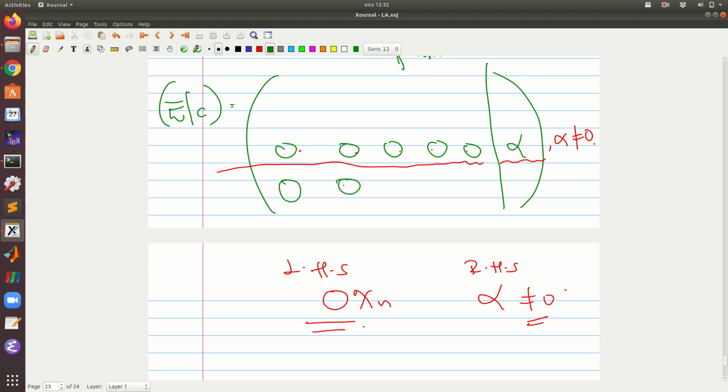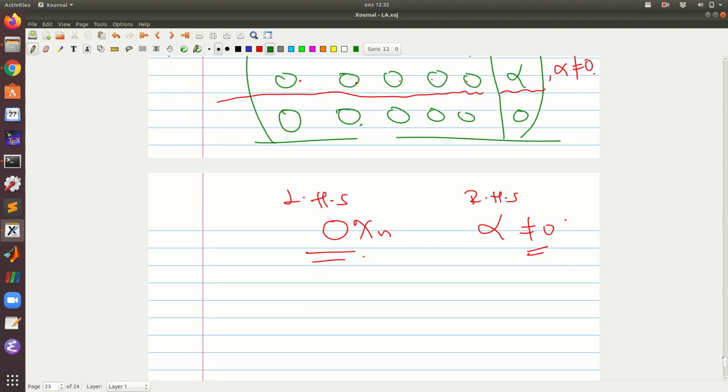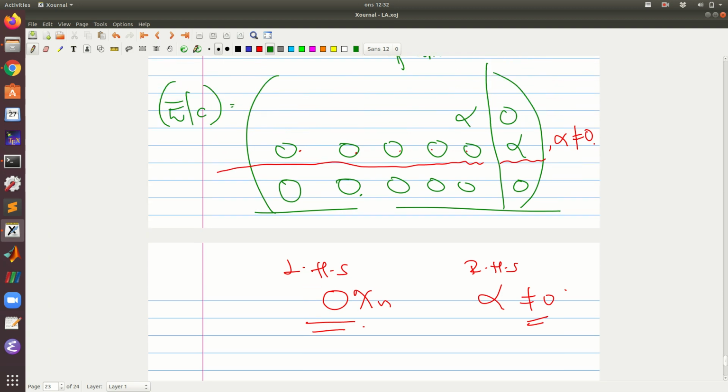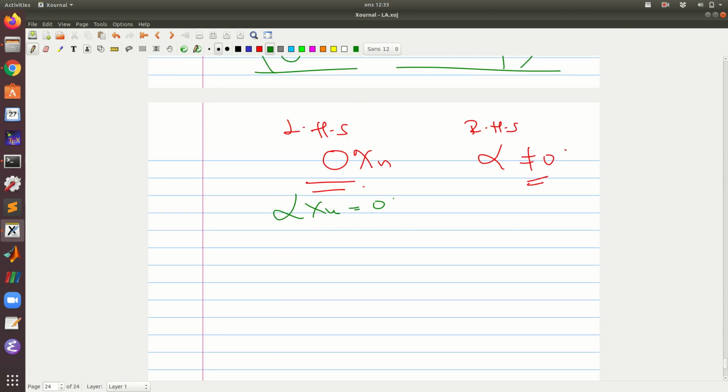Please note that if you have zeros everywhere throughout, that's fine, that's consistent, because you have 0 on the left and on the right you also have 0. That balances out perfectly. Even if you have a non-zero coefficient on the left and on the right you have a 0, that is still consistent, because if you have something of alpha xn equal to 0, then you know that xn will definitely be equal to 0.